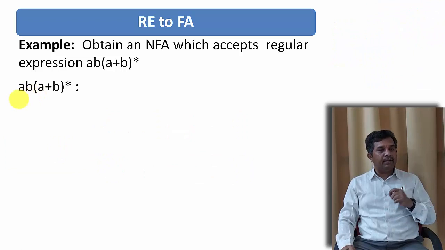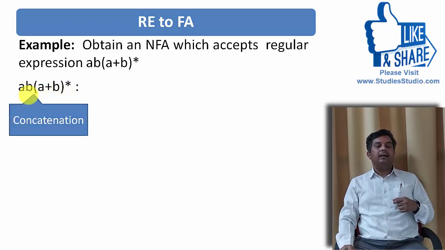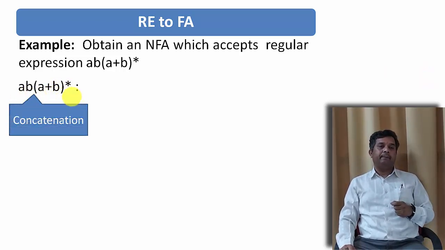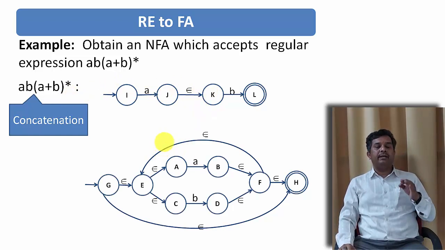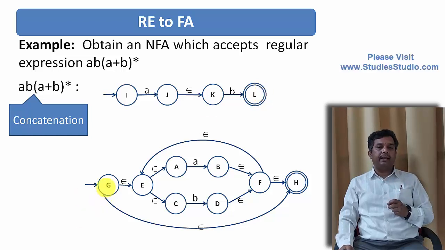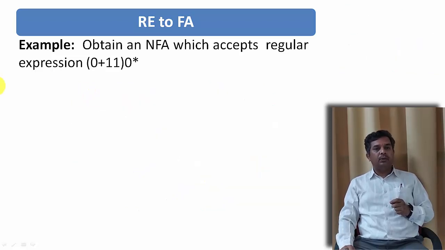Now I have got AB's NFA and I have got (A plus B) star's NFA. So I am going to use one more concatenation here and I am going to get the whole NFA. This is the NFA that I got for AB. This is the NFA that I got for (A plus B) star. So from L to G, I need to make a connection. It will also be on epsilon. So this is the NFA that I got for AB(A plus B) star.